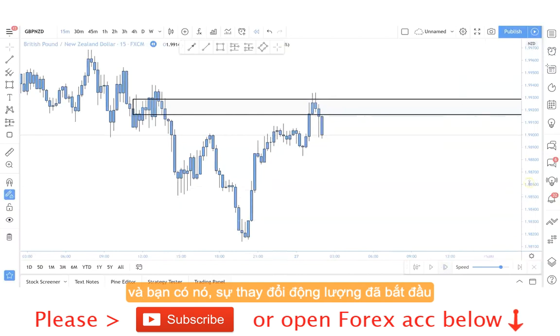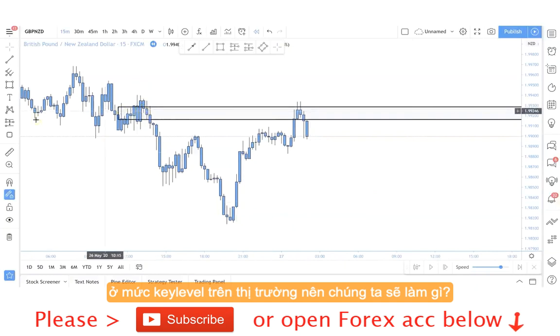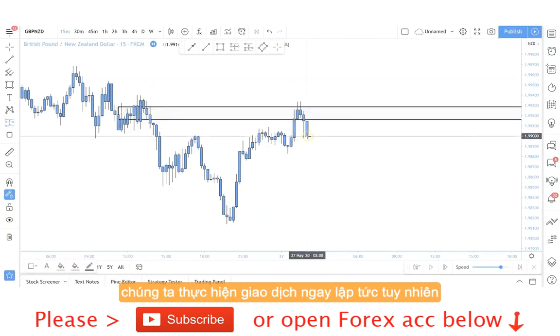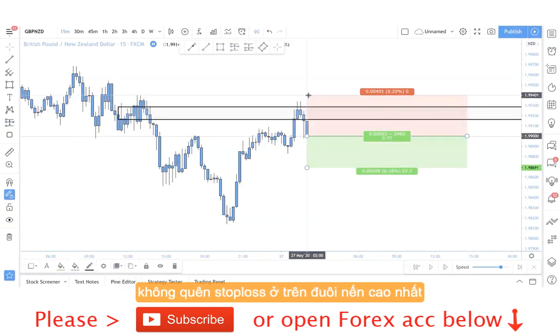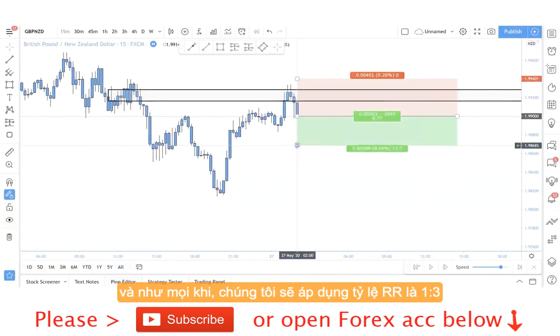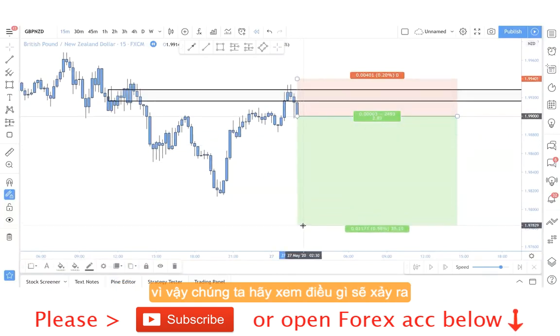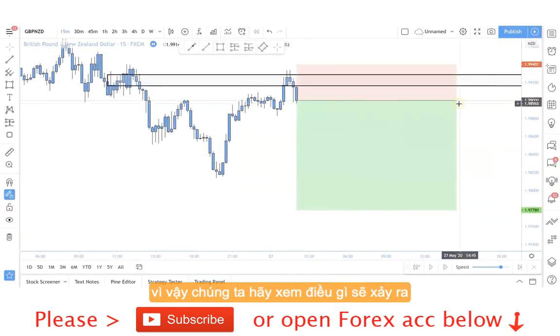And there you have it. The momentum shift has now kicked in at this key level in the market. So what are we going to do? We're going to take the trade. Entry as an instant or however you're going to take it, and stop loss above structure. And as always, we're going to be going for our 1 to 3 risk reward ratio. So let's take a look at this. 1 to 3. And let's see what happens.